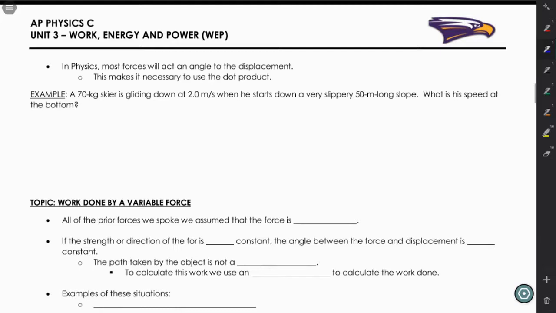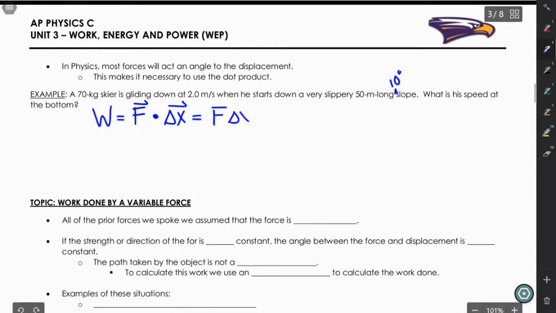A 70-kilogram skier is gliding down at 2 meters per second when he starts down a very slippery 50-meter long slope. What is his speed at the bottom? We're going to use the dot product. We know that work is F dot delta x. And I forgot the angle, sorry. It's a 10-degree slope. So we're going to do F delta x cosine theta.